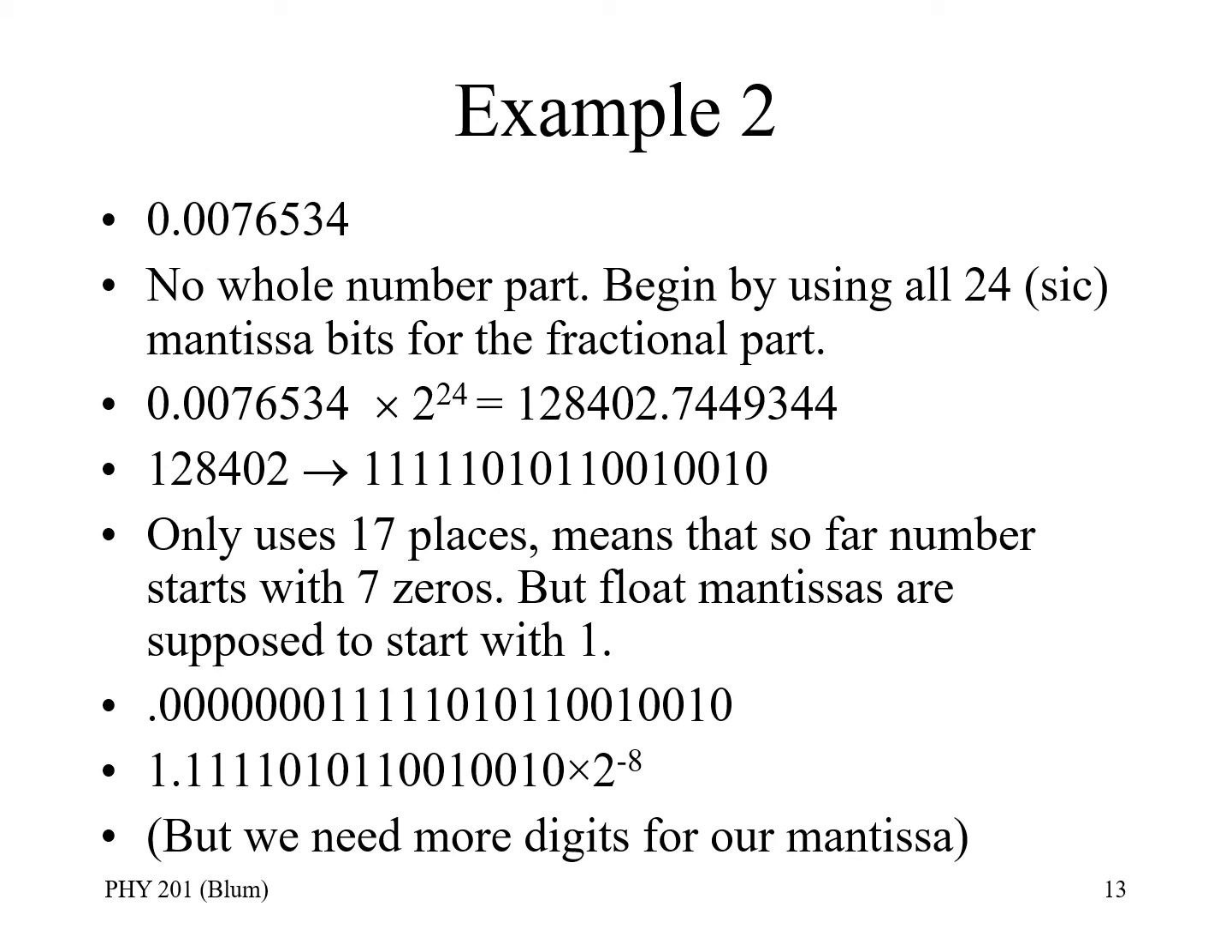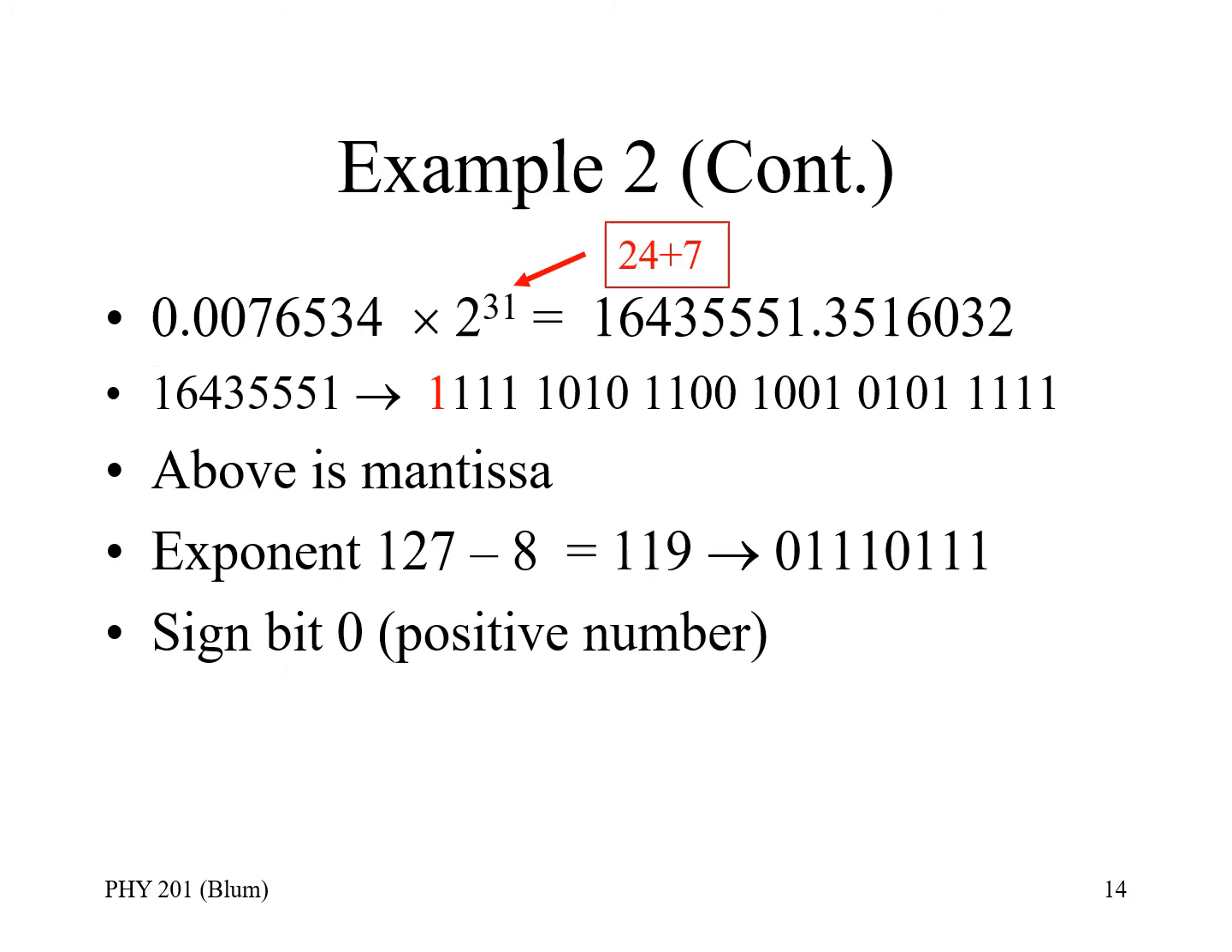And we have the beginning of our mantissa, but we don't have our full mantissa. We expect our mantissa to have 24 bits, one of which is implied, and so 23 bits. But of our 24 we are expecting, we only have 17, so we have to go get more digits for our mantissa. So the way we'll do this is we'll basically start again. So we'll take our fraction 0.0076534, and now we're going to multiply it by 2 to the 31. 31 is the 24 plus the 7 we're missing.